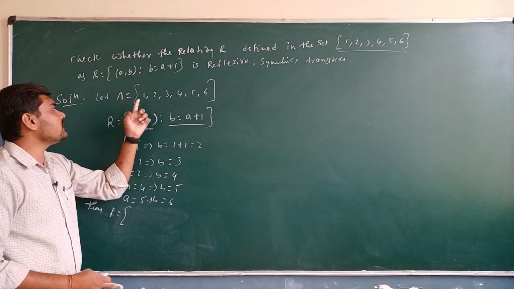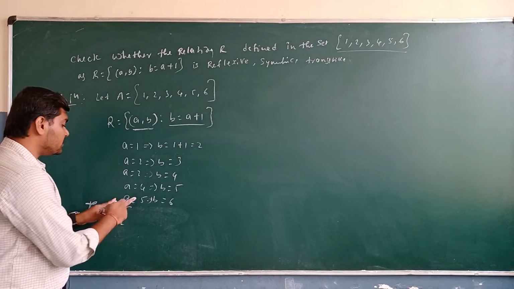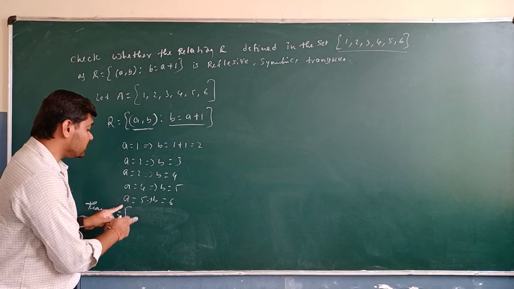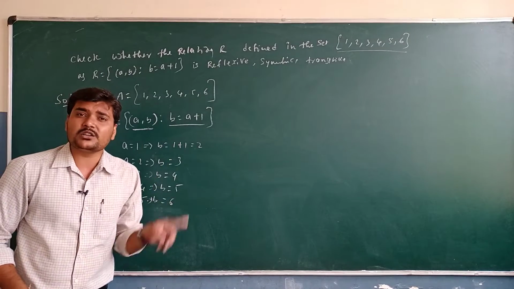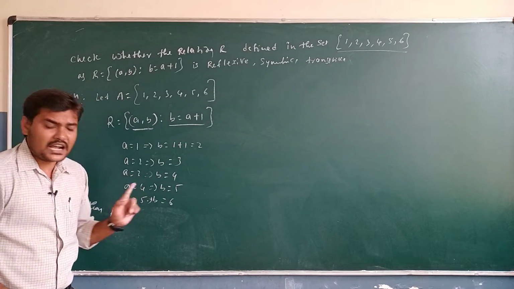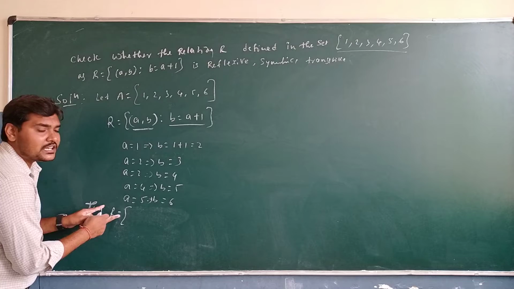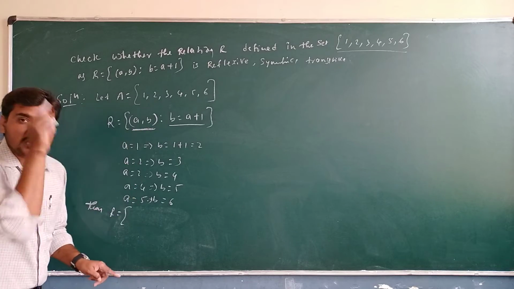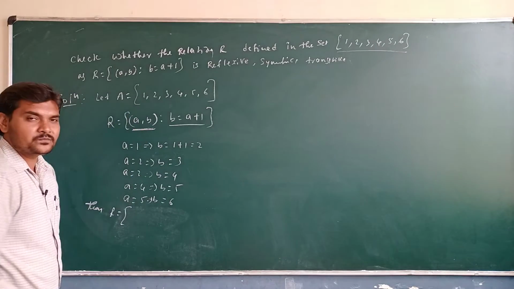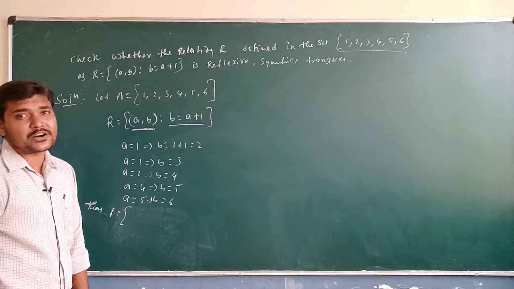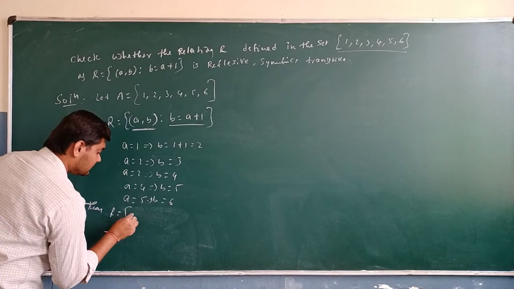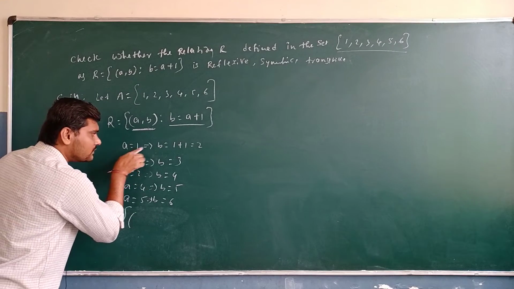7 is not in the given set. Therefore a is equal to 6 and b is equal to 7 is not going to be present in the relation R. So the elements that come in this relation R should be in the form of (a, b). If we say (a, b), then here we have a is equal to 1 and b is equal to 2.